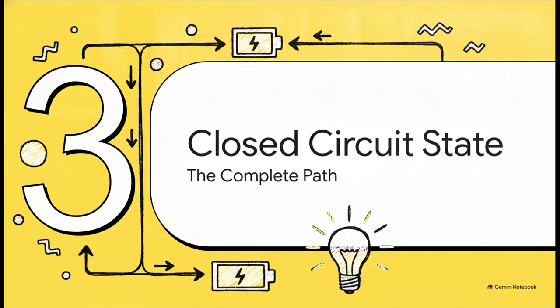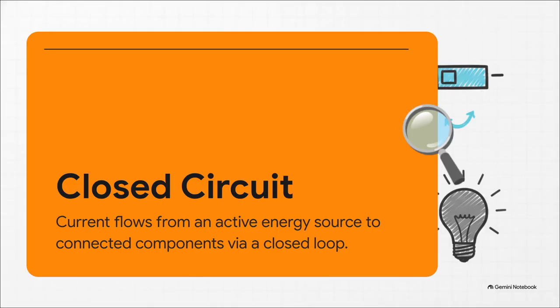The complete path. Now, let's flip the script entirely. In a closed circuit, everything is working exactly as intended. The path is completely intact, forming a perfect, unbroken closed loop. And this is the magic state because it allows the electric current to flow freely, continuously, and efficiently right from your active energy source straight to the connected load or any other components you have in your system.